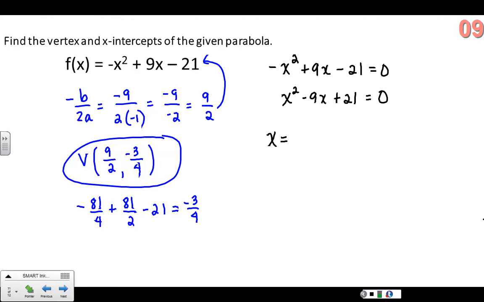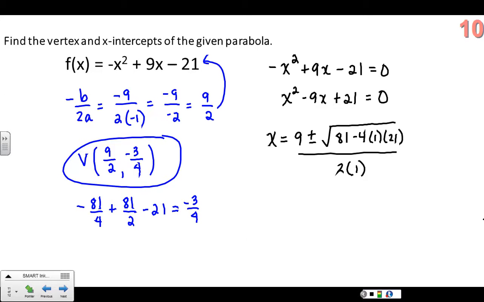Negative b plus or minus the square root of b squared minus 4 times a times c, all over 2a. Now, I don't have to really work this out because I can tell really quickly that underneath the radical, I'm going to have a negative number. 81 minus 84. So it's going to give me a negative under the radical, which is an imaginary number. So if it's complex, we know we have no x-intercepts. There's no x-intercepts in this problem, so we cannot use that to help us graph.